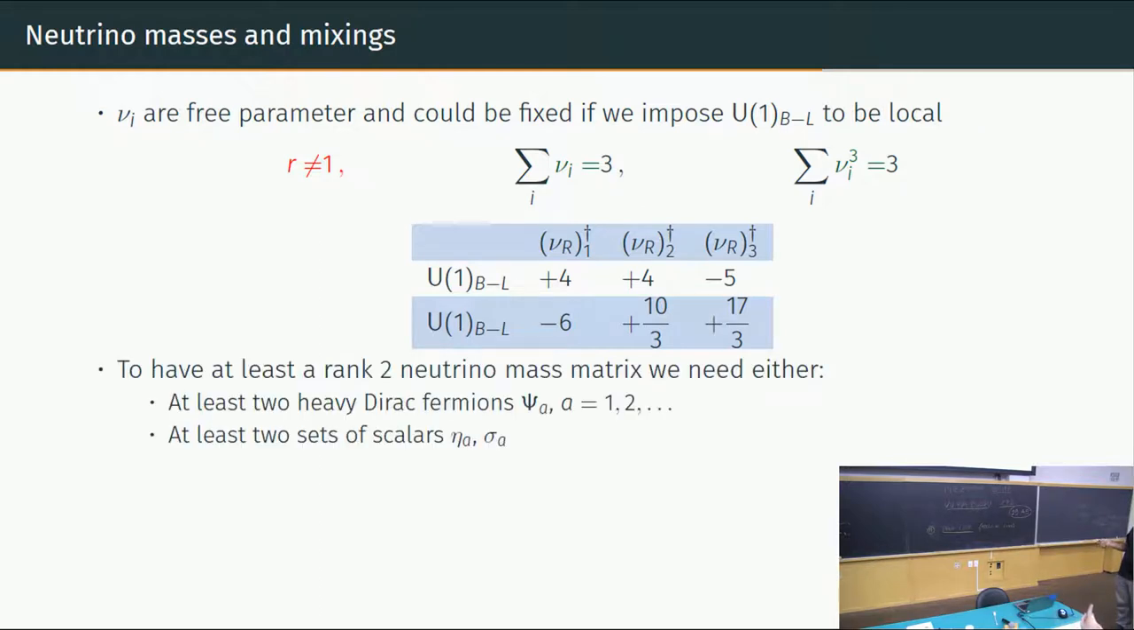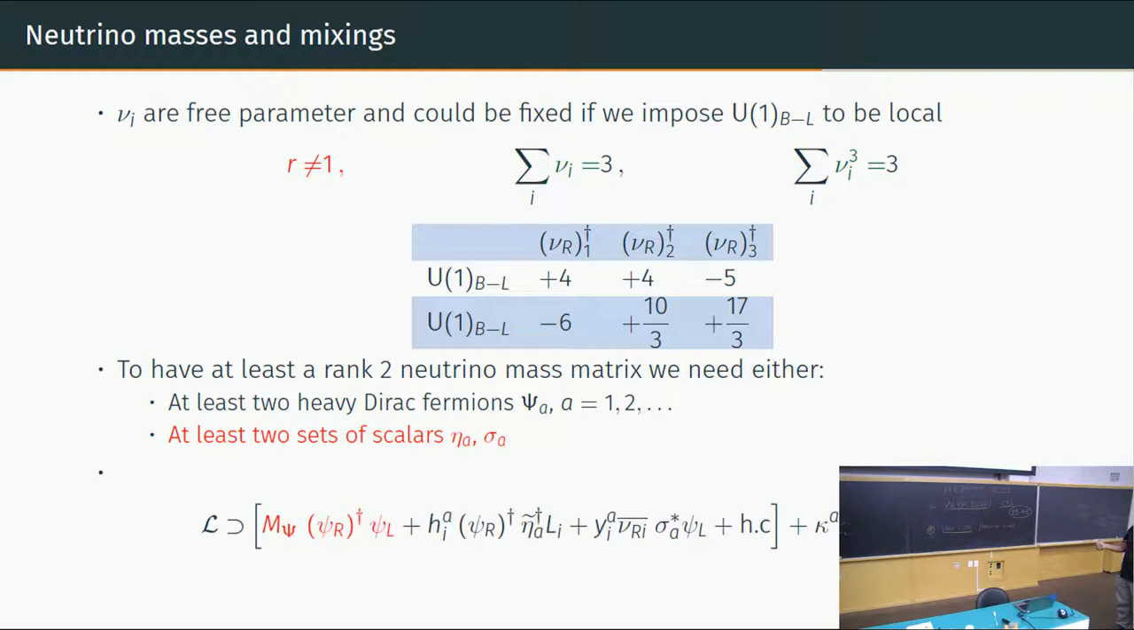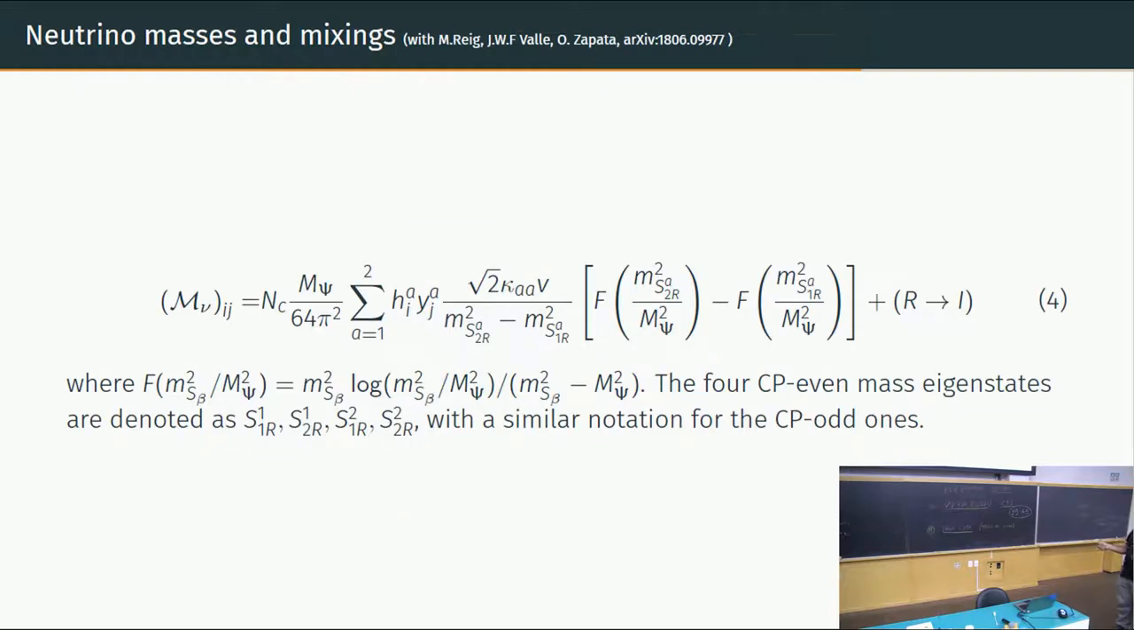We chose this possibility, and the fermions are easy to accommodate because we need to introduce just a vector-like fermion, but in order to generate at least two neutrino masses, we need at least two scalars, and with this we have a self-consistent model that can explain everything, the previous one and now the neutrino masses.